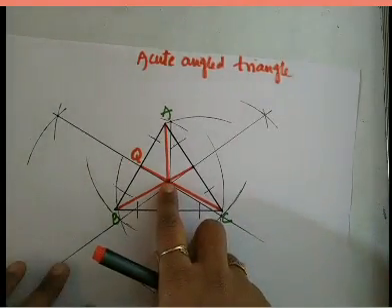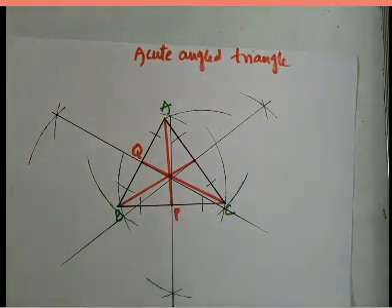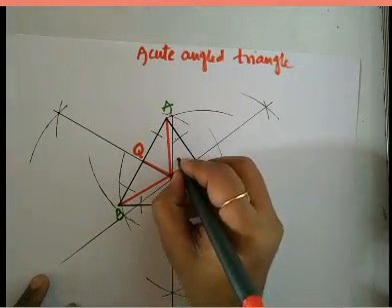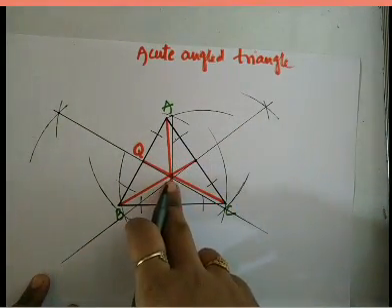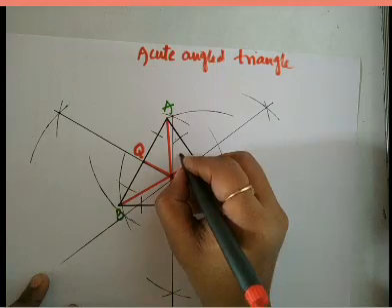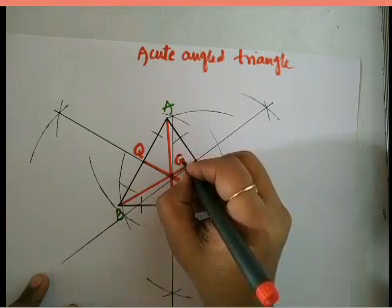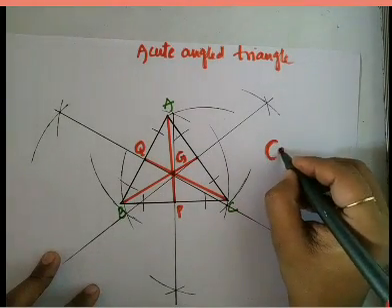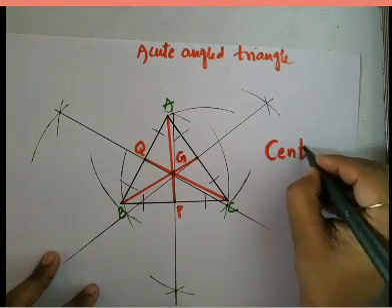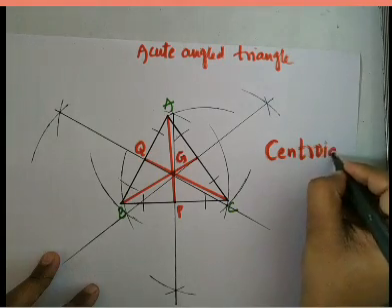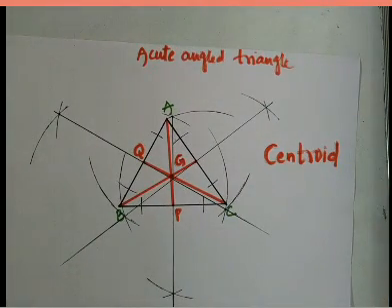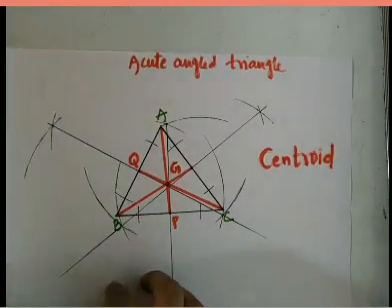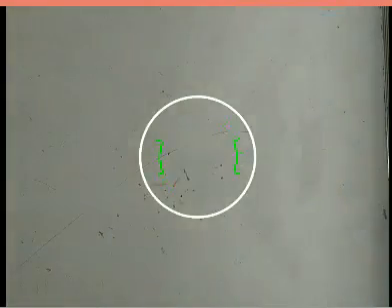So this is the point of concurrence of all three medians of a triangle, which is denoted by the letter G, and it is called the centroid. Okay, now this was about the acute angle triangle.